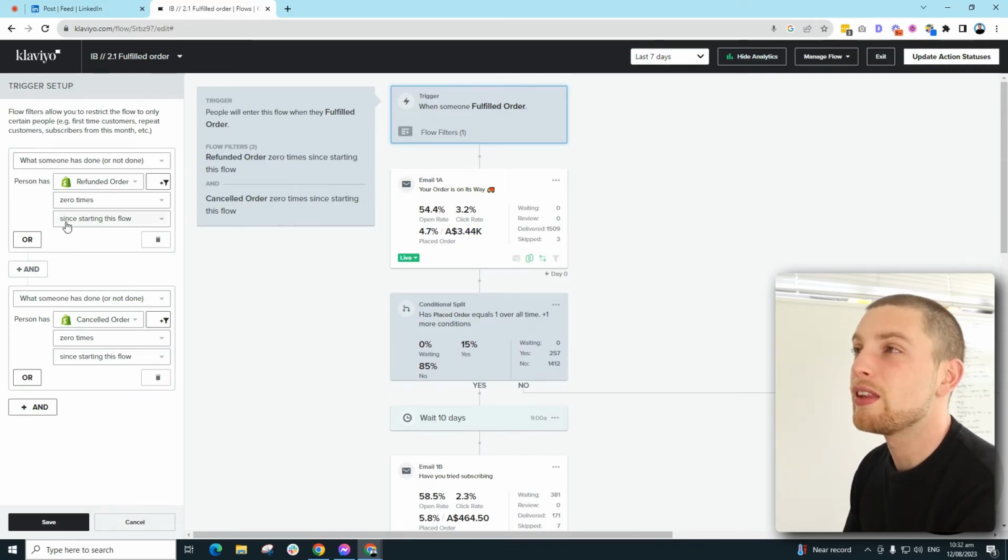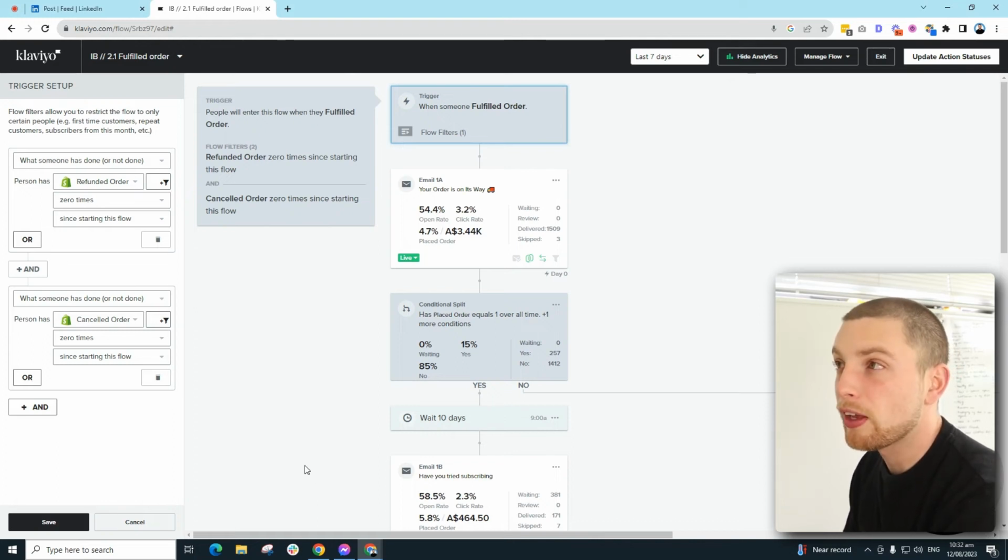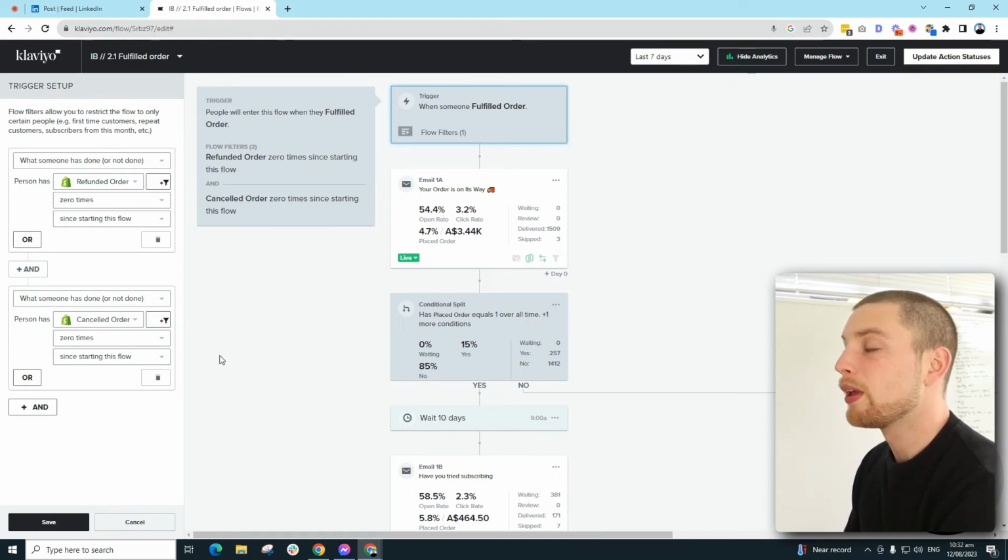So make sure you add these filters above your entire flow to make sure that these conditions are applied to each and every email within your post-purchase thank you and your fulfilled order flow, if you have any follow-up emails coming out outside of the confirmation of the product purchase.